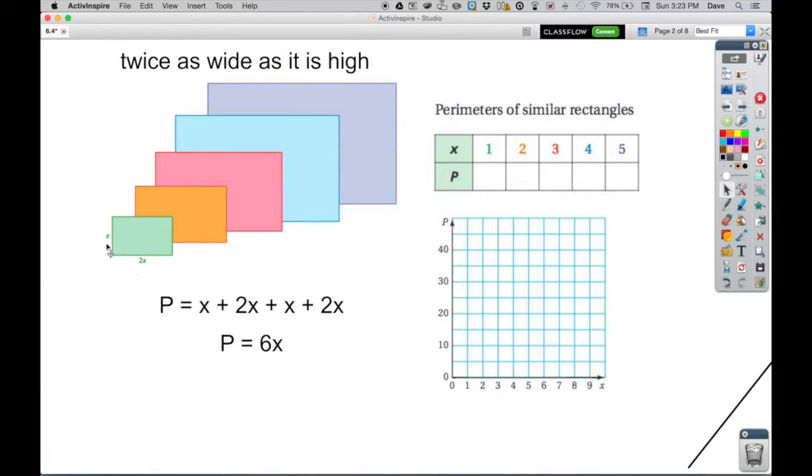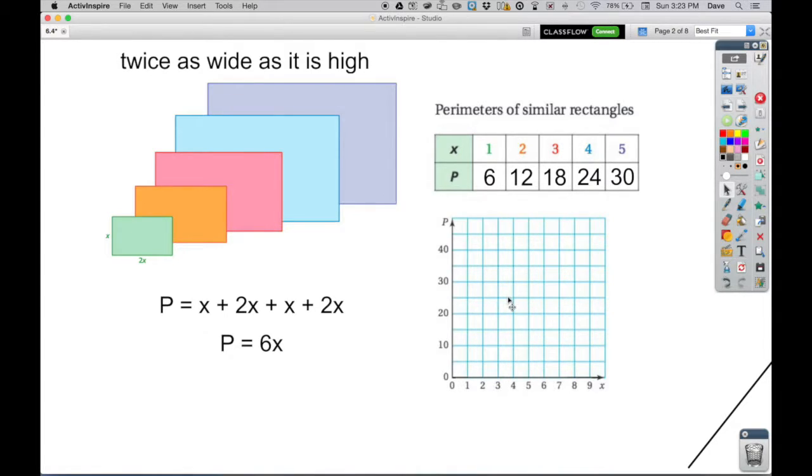The perimeter would just be the shorter side x plus 2x plus the third side x plus the fourth side 2x, which would simplify down to perimeter equaling 6 times x, depending on what x is and which size rectangle we're looking at. Alright, so if I were to make this function into a table, it would look something like this, where I take x, plug in 1, 6 times 1, I would get 6. If I go to the next larger rectangle and I go x is 2, 6 times 2 is 12, and if I keep repeating that, I get 3 is 18, 4 is 24, and 5 is 30.